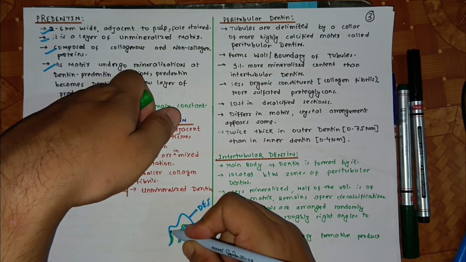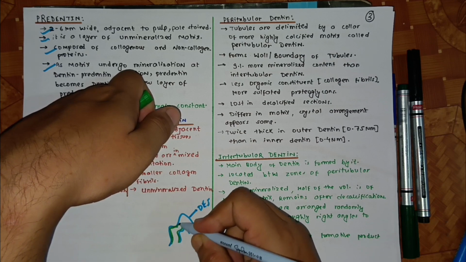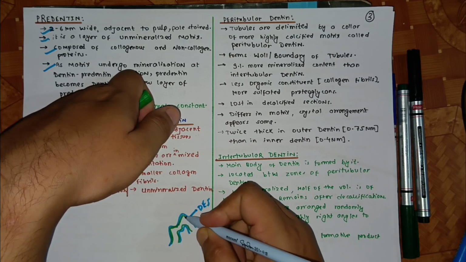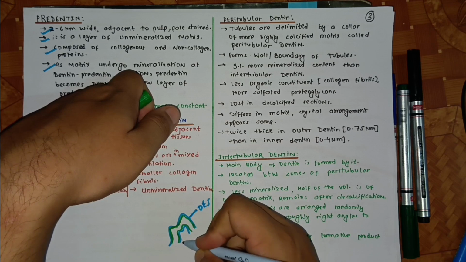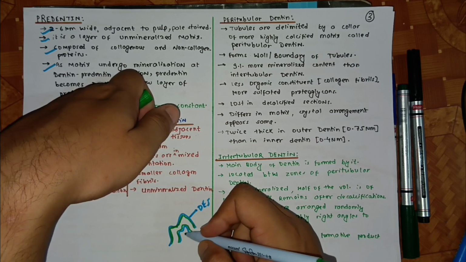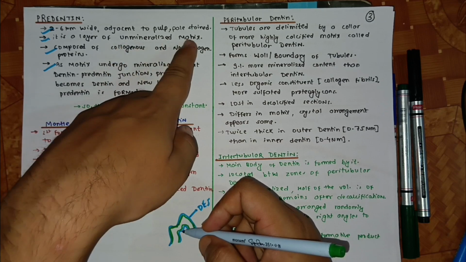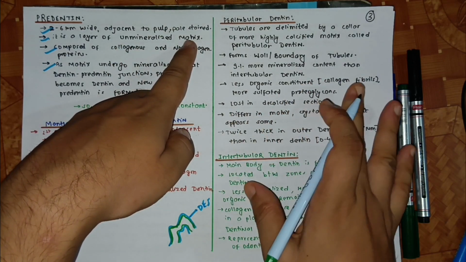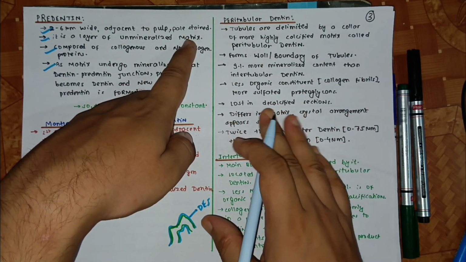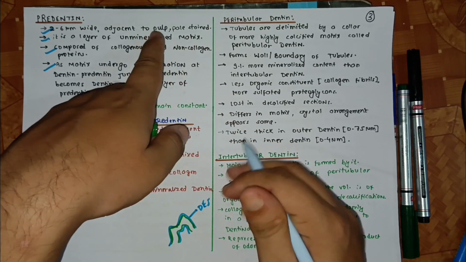Okay, here is mantle dentin. Mantle dentin is a bit wider than the predentin. Just think that at the pulpal side there is a presence of the predentin. Predentin is just unmineralized matrix, so there is no kind of mineralization, but in dentin there is mineral. That is the difference between the predentin and dentin.